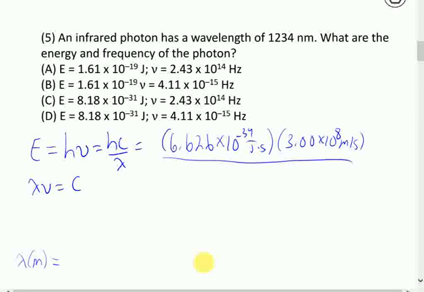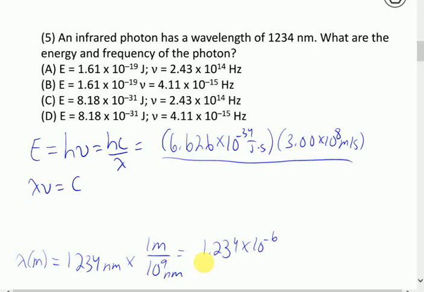So the wavelength in meters is going to be 1234 nanometers. And then this conversion that we're going to have to use a lot is 1 meter is 10 to the 9th nanometers, or 10 to the minus 9 meters is 1 nanometer, however you want to write it. But it's the same thing either way. And that gives us 1.234 times 10 to the minus 6 meters. All right, so that's going to be the number we want to put in for lambda into that first equation.